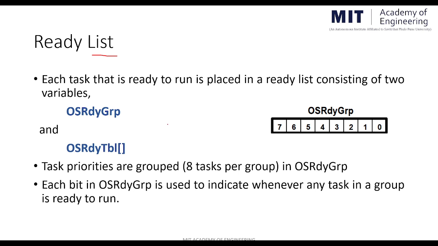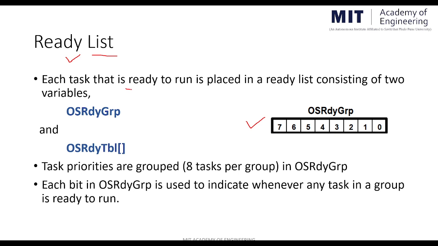To keep that track, the kernel has another structure, that is the ready list structure. For that, different variables and different structures are created in the kernel. We have to understand these variables and structures in this video. So now we will start.